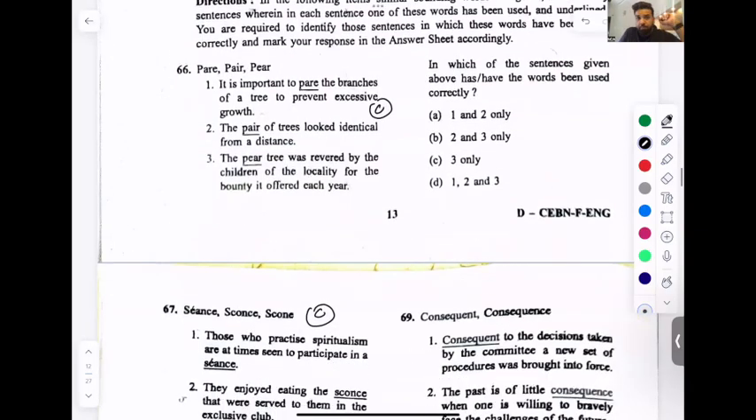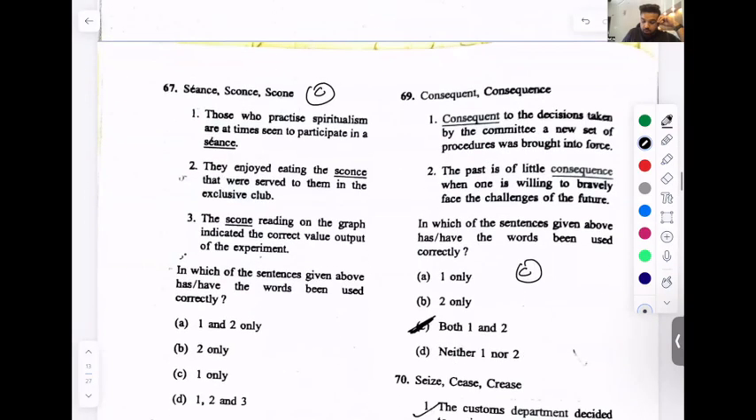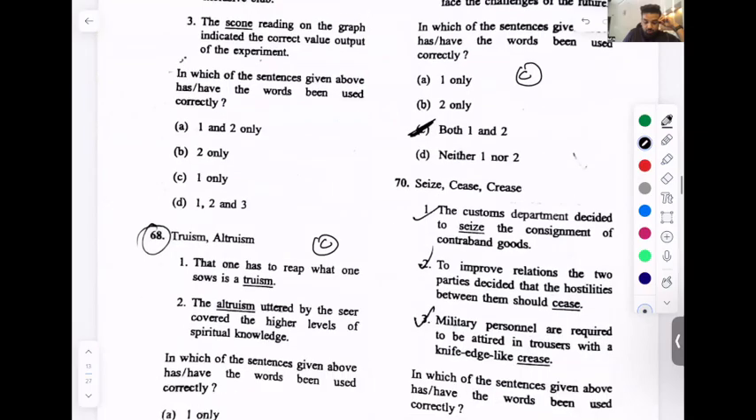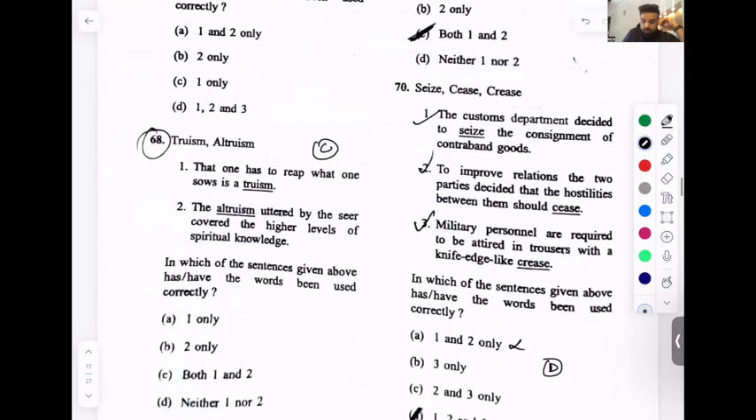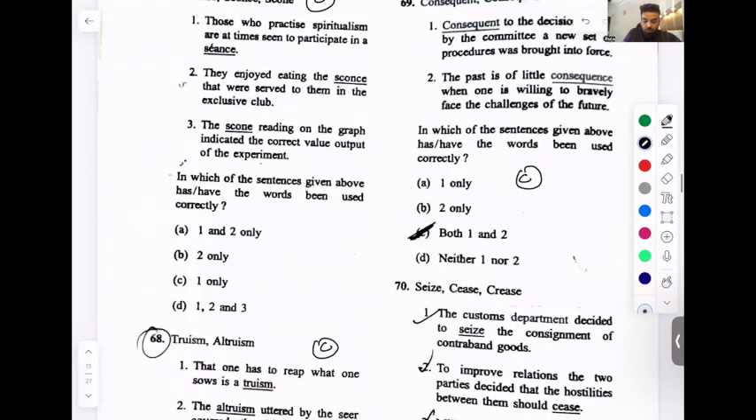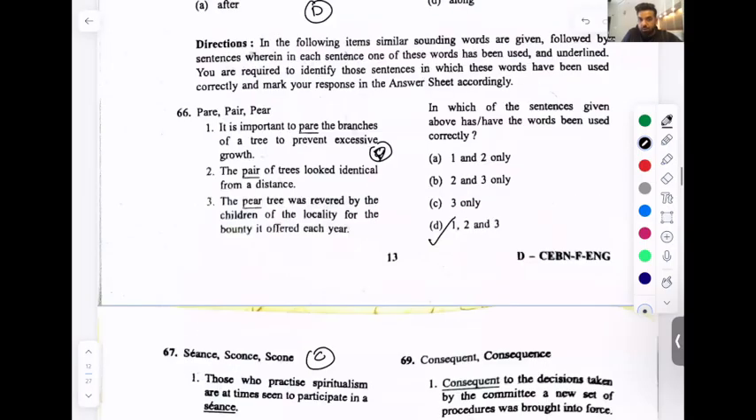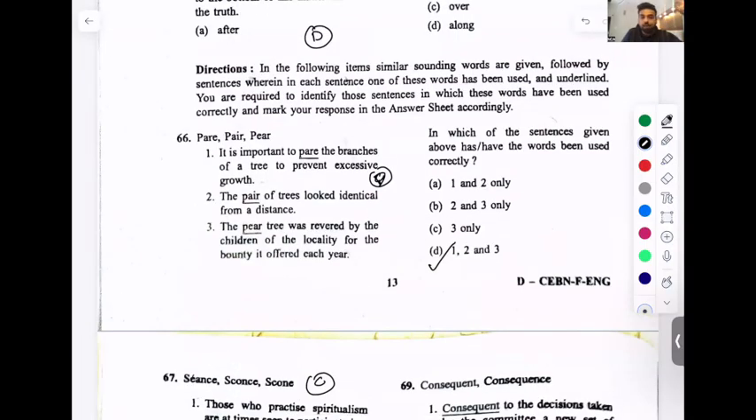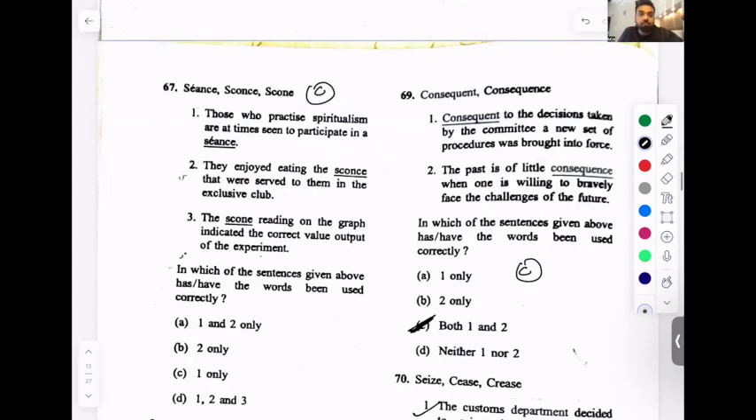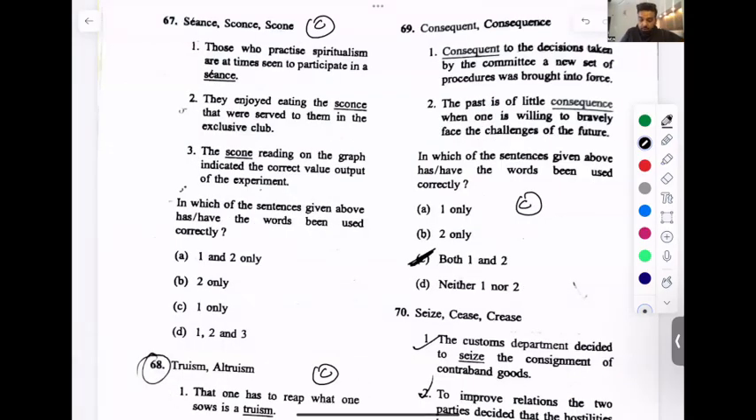This was also simple vocab, pair. All three are correct. So this is where we have delta, sorry. All three are correct. Pare is to trim, and all three are correct. 67th would be Charlie, only one correct. 68th, altruism, Charlie. Just an example, in this case all three were correct. I wrote it as Charlie. So these are the errors I might have made. I'll try to see if the errors are there while checking it.